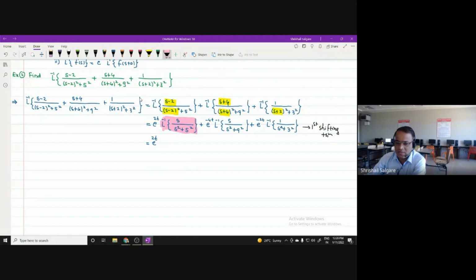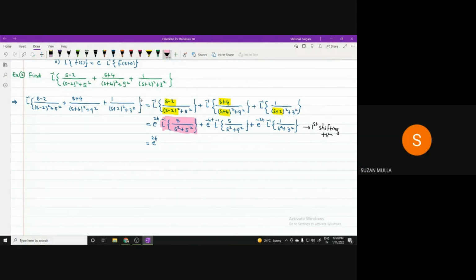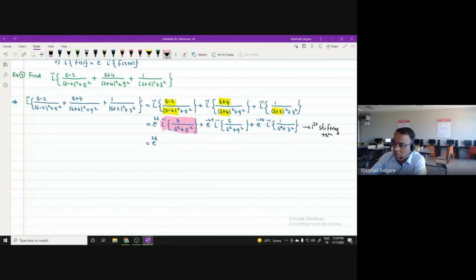It is the form of s upon s square plus a square. Quick, Vipul. Okay, Sujan. Yes, it is cos 5t. Cos of 5t. Very good. Plus e to the power minus 4t into, Yashraj, I will highlight, what is the inverse Laplace of this in the same manner?